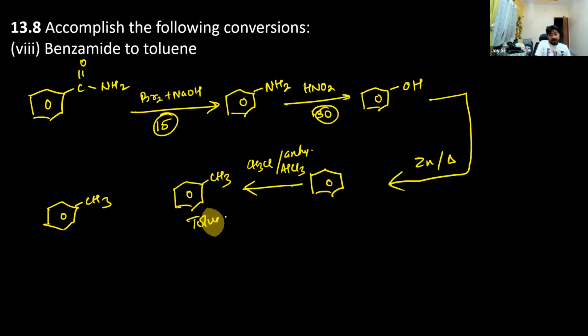Now we have our toluene. Okay, so this is how the reactions are progressing. This is the 24th reaction, and zinc dust is the 32nd reaction. Okay, this is the 32nd reaction. So check accordingly, do accordingly. Benzamide to toluene. Fine.